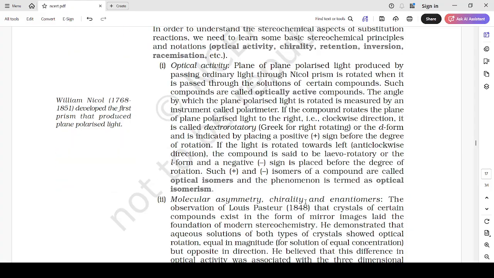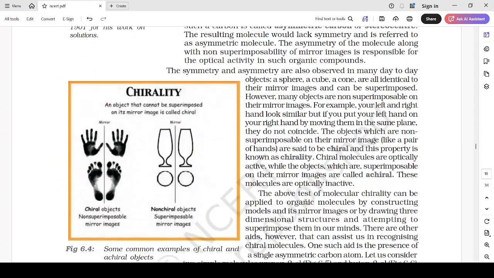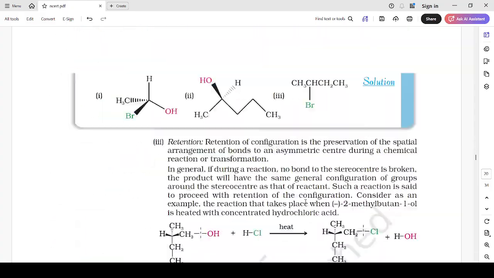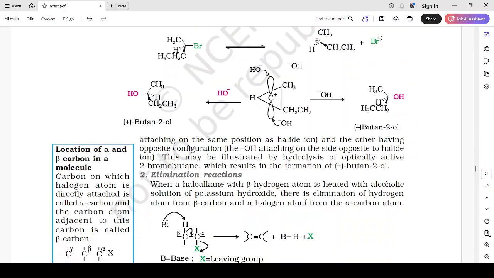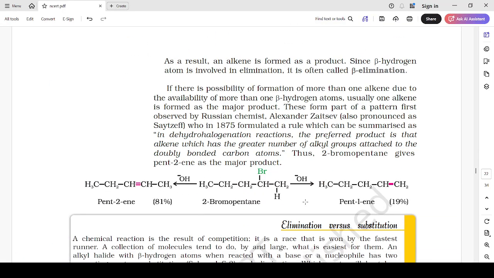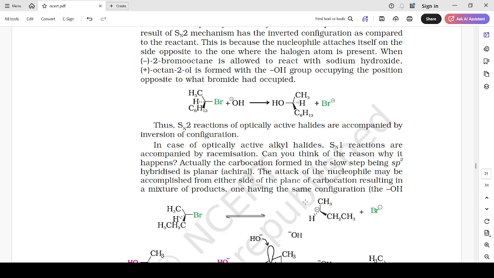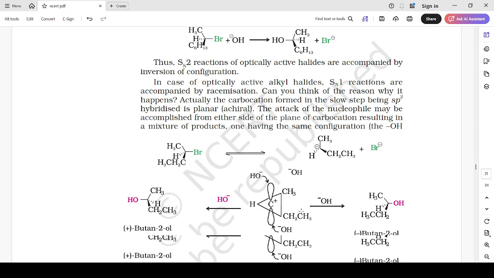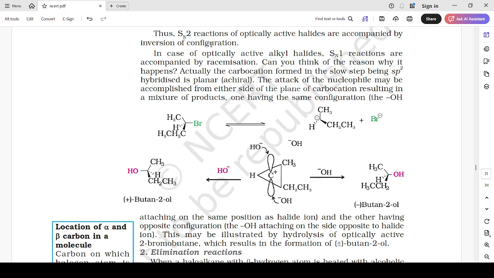We are discussing the stereochemistry point of view here. Discuss SN1, SN2 here. So let us consider the stereochemistry of the SN1 reaction. In the case of optically active alkyl halide, what do you mean by that? That carbon which is chiral in nature. The carbon which is chiral in nature will be optically active.